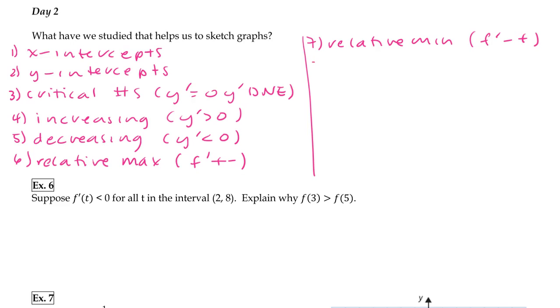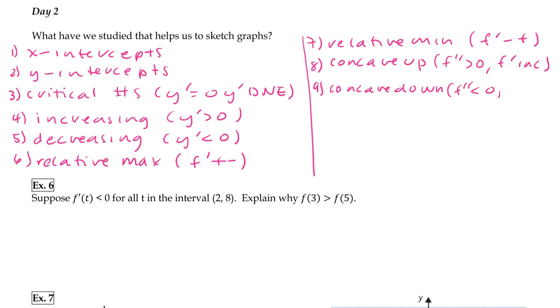After we were done testing the first derivative, we went on and said, let's look at the second derivative and let's look at concave up. What's concave up? Two reasons, I am hoping you're thinking. It's when the second derivative is positive, but it's also when f prime is increasing. I want you to think of those always together. Also, we have concave down. That's when the second derivative is negative or f prime is decreasing.